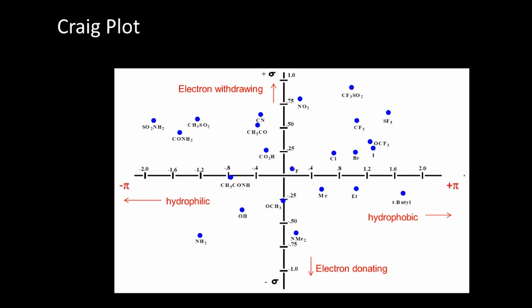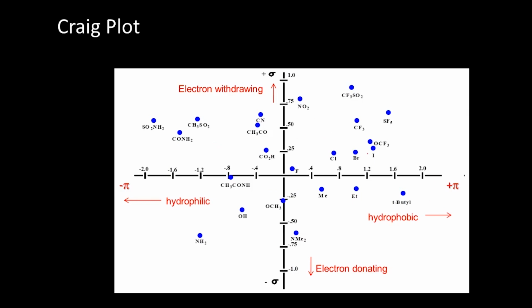If you look at fluoro, very low sigma and pi. If you look at the SF5, sulfur with 5 fluorines, it's got high pi as well as reasonably high sigma. Okay, so this is electron withdrawing. So here we have the electron donating. Here it's more hydrophobic. Here it's more hydrophilic. So if you have say COOH, it's hydrophilic. Okay, it's hydrophilic, and then it's also electron withdrawing. If you look here, this is a hydrophilic OH and it's electron donating. So this is a very interesting plot.